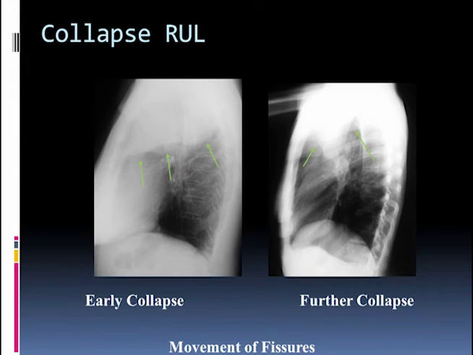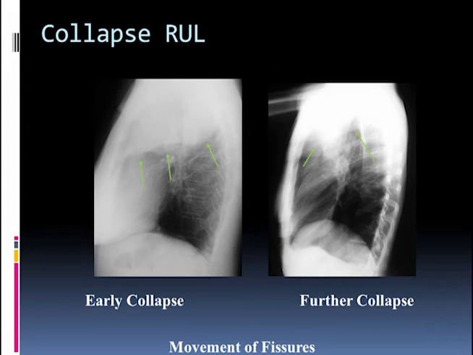This is a lateral view, and again, on the first film on your left, we can see a line that goes across here. This is formed by the minor fissure in front and the major fissure behind, and everything above there is consolidation. When we get further collapse of the lung, those fissures come closer together, as we can see on the second image on your right.